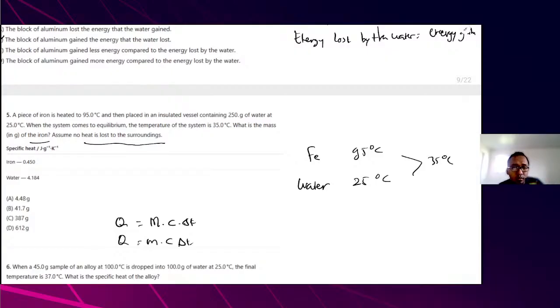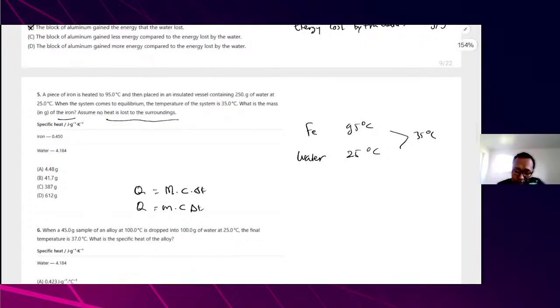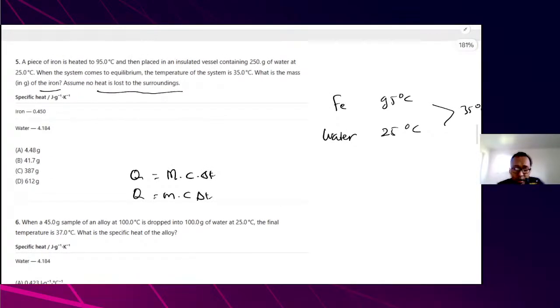What is the one? Oh, I think I made a mistake. Number 5. Okay, now let's take a look at the answer of this one. I just want to make sure my understanding is correct.